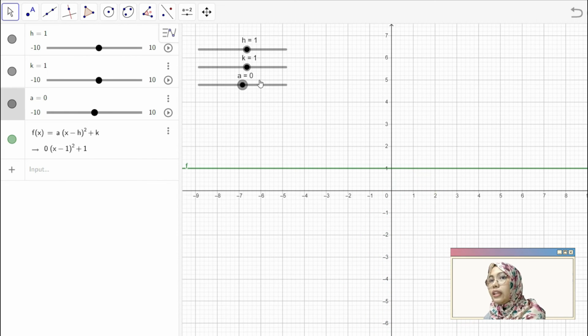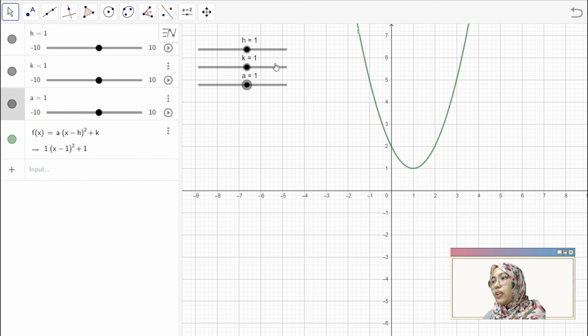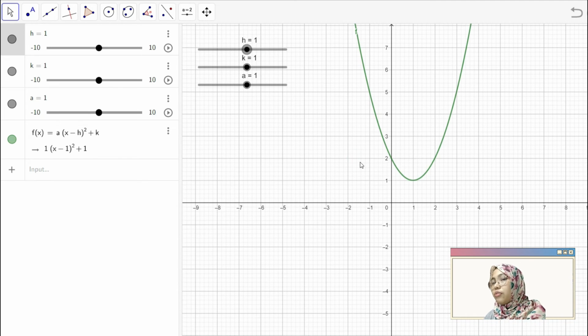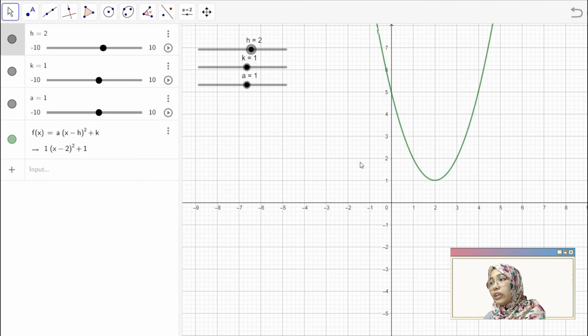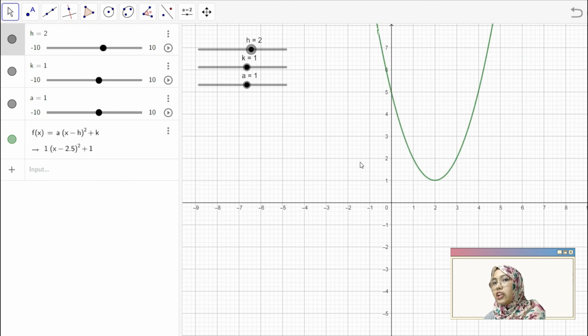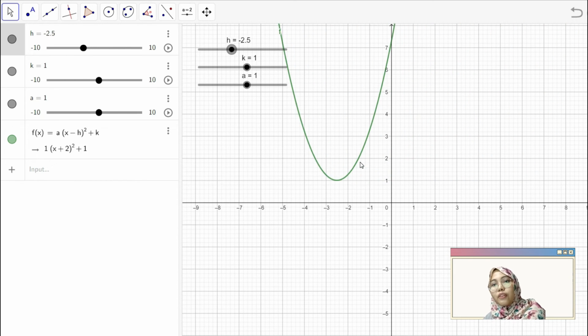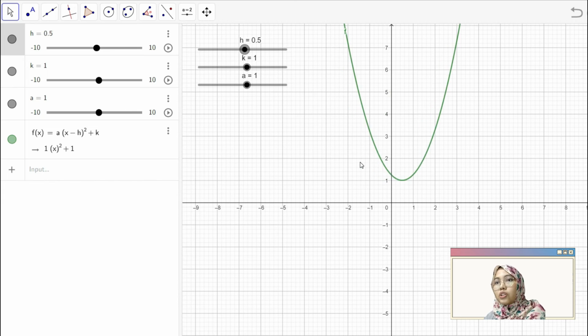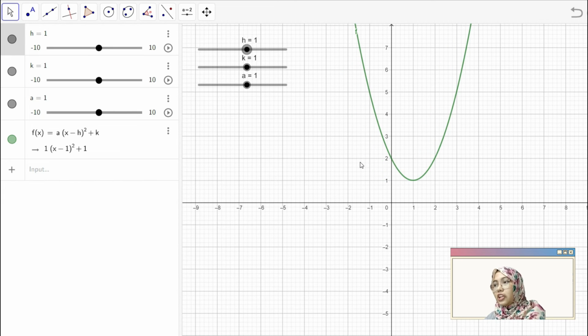Next, we will manipulate the value of h. When we increase the value of h, the graph will move to the right. And when we decrease the value of h, the graph will move to the left. So here we can see that changes in the value of h will affect the horizontal movement of the graph. And here, the position of the axis of symmetry of the graph will change.